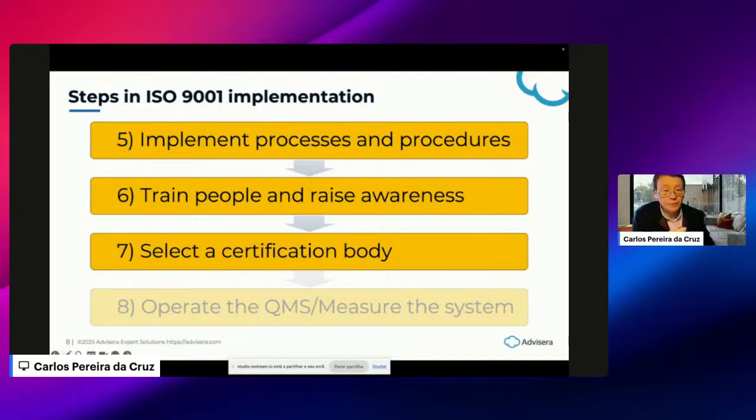So interview multiple certification bodies to find the best fit for your company. I leave a link for the article, How to Choose an ISO Certification Body.